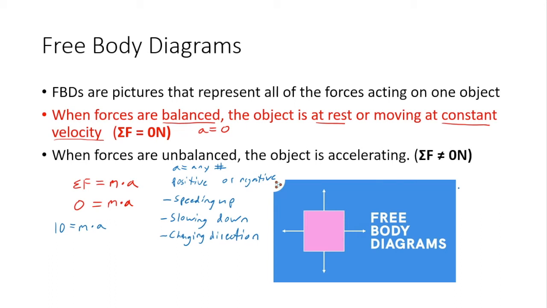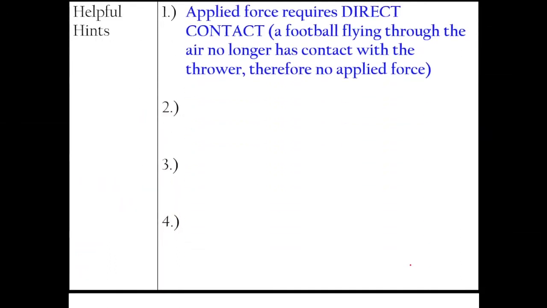So now what we want to do is talk about some helpful hints for when we construct these free body diagrams. The first hint is that if we have an applied force, it's going to require direct contact. And what we mean by that is, for instance, let's say that we have a football flying through the air where it no longer has contact with the thrower. That means that any object that is in the air is not going to have an applied force on it. Again, the applied force is only present when the object is being touched.